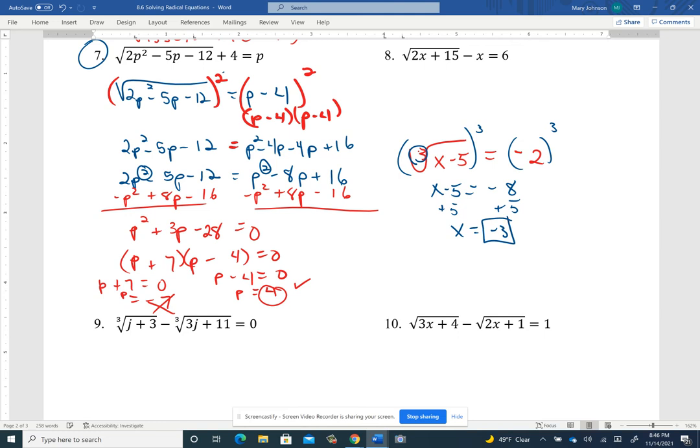As long as all my arithmetic was correct, cube roots, you don't really have to check them. You don't get extraneous solutions when you do cube roots like you do when you get square roots. So that's the idea that you would use on number 9. You would just get the roots on each side. You would isolate a root on one side and then go from there. I'll let you finish that one. But with number 10, this one's really a toughie.